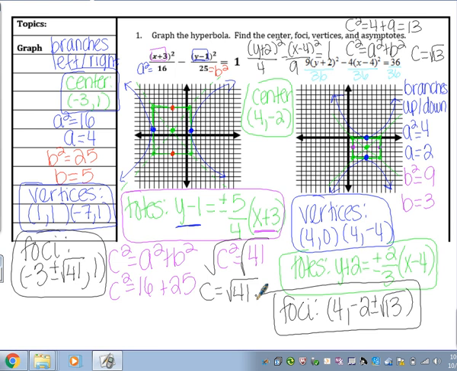Okay, so now that we've practiced graphing, we're going to practice writing some equations. Are you guys ready? Anybody need another second? Good? All right.